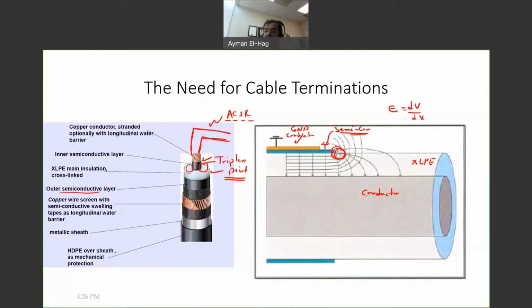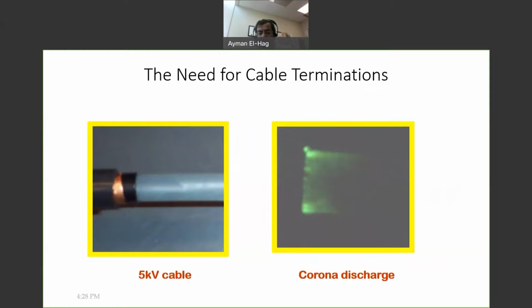Now, this is a small experiment we conducted here. We have a 5 kV cable. This is the XLPE. The conductor, you cannot see it here, but it's at the far end here. And this is the semicon. And this is the ground conductor. So what we did here, we energized the cable and we used an image intensifier to see the discharges.